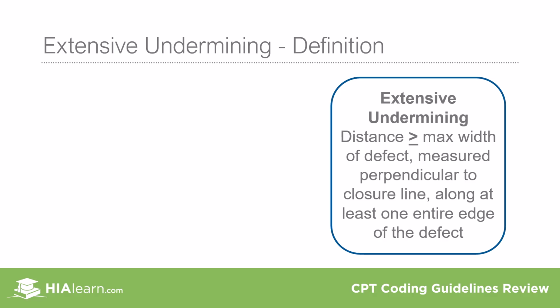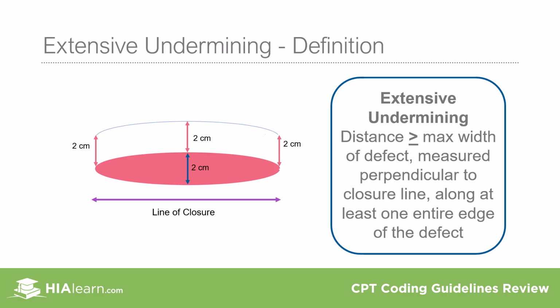Extensive undermining is defined as a distance greater than or equal to the maximum width of the defect as measured perpendicular to the closure line, along at least one entire edge of the defect. Remember that undermining with a distance less than the maximum width of the defect is limited undermining, which is included in intermediate repair as well as complex repair.